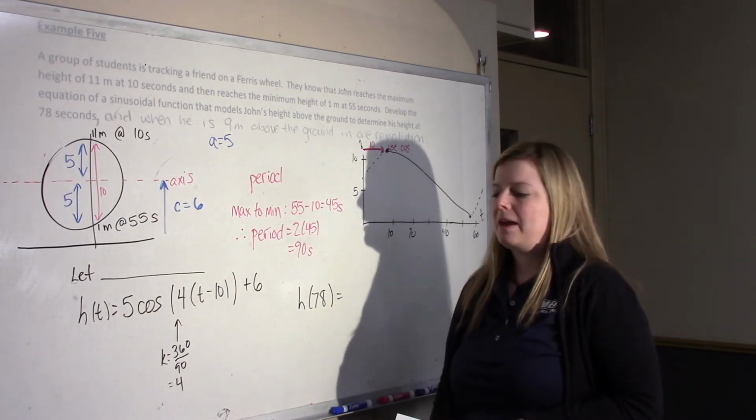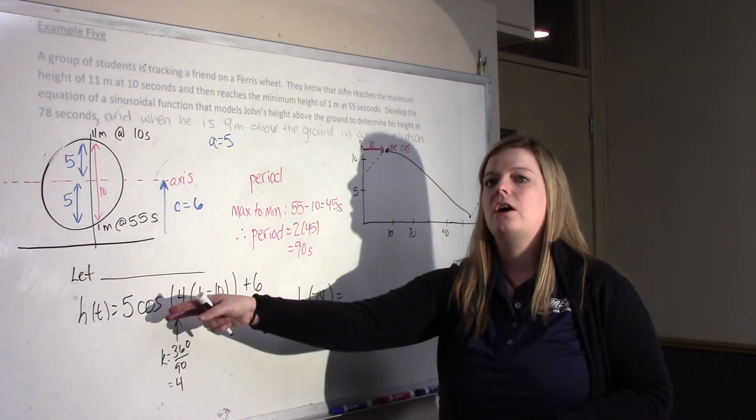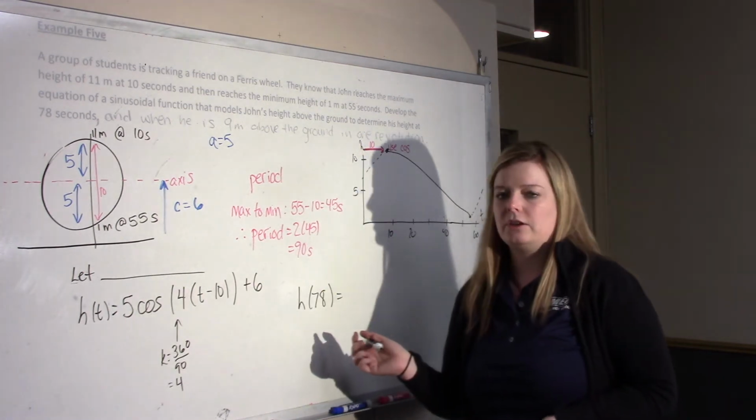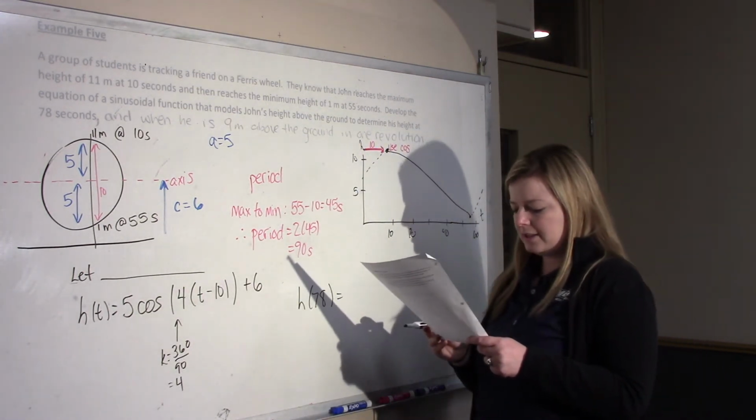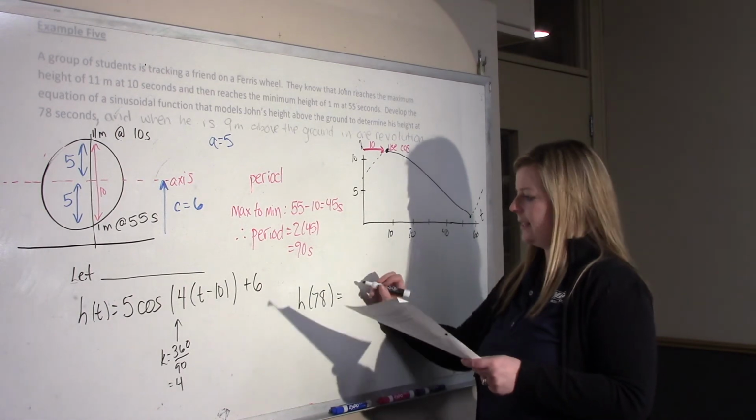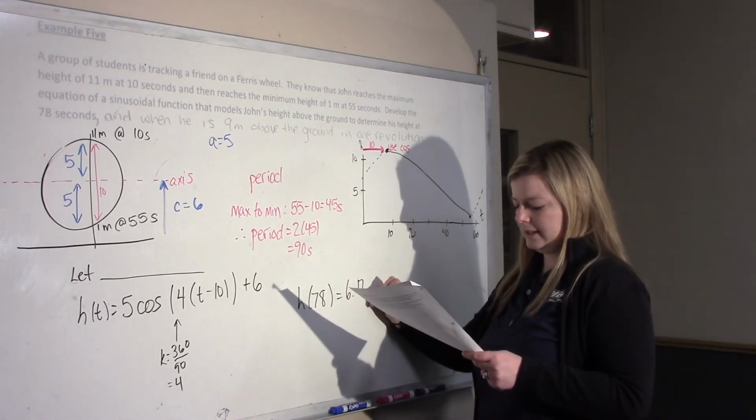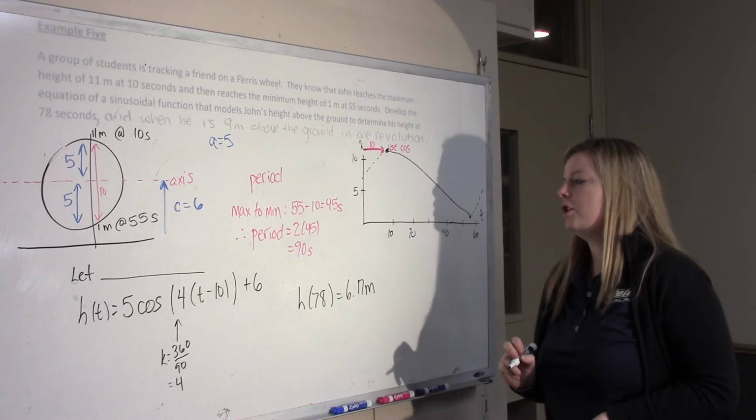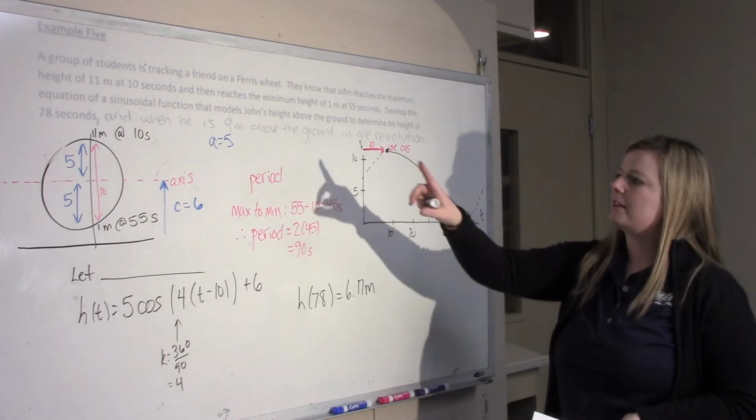So you have to follow BEDMAS. Do the argument first, the cos of that argument, and then complete your equation. So when you do this, you get h at 78 is 6.17 meters. Okay? The more complicated question is solving the other part.